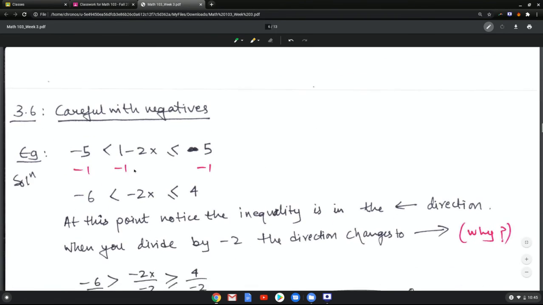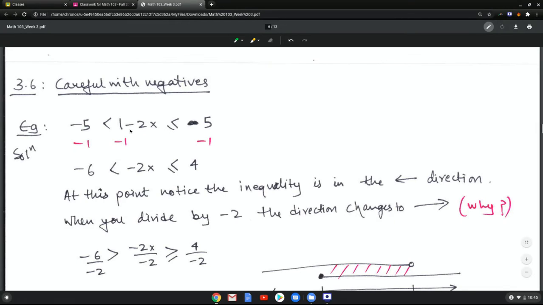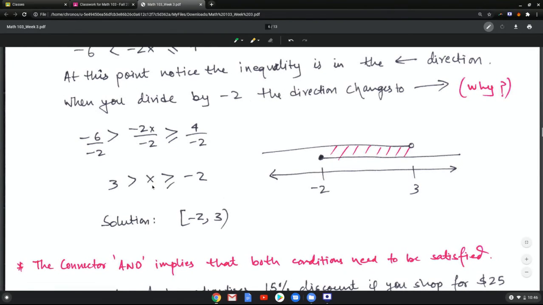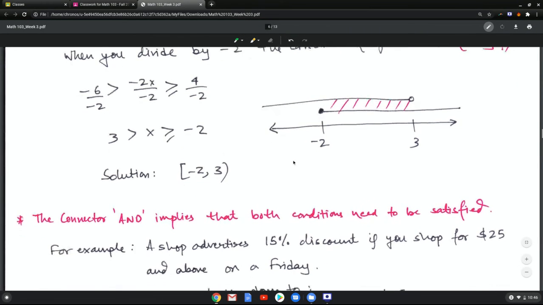For example, negative 5 less than or equal to 1 minus 2x less than 5. Subtract 1. Now at this point, the inequality is all in the left direction. Now when you divide by -2, the direction changes to right. Concept check: why? So we end up with x greater than or equal to -2 and less than 3, which is in the interval notation like that. And on the number line, a solid dot on -2 and a hollow dot on 3.